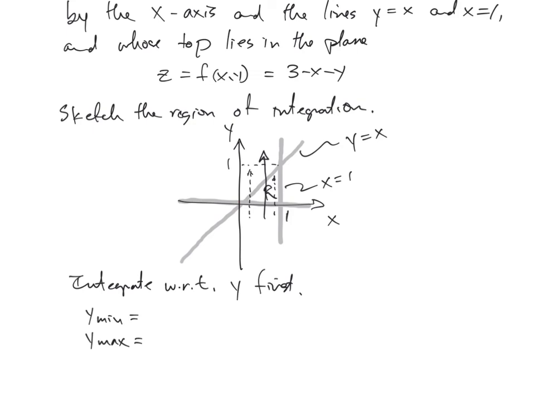So y min is a number. It's 0. Okay, what about y max? Well, that's going to change depending on where I draw my arrow through the region of integration. It depends on what x value I draw that arrow at. So it's going to be a function of x, right? And what is that function of x? It's this boundary, this straight line. If I choose this value of x to draw my line at, y max is going to be x.